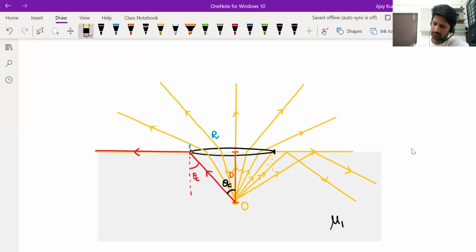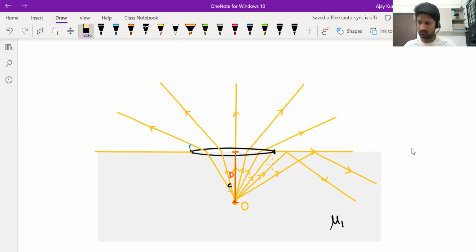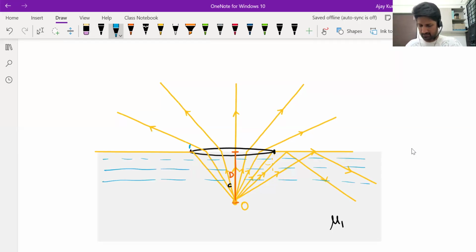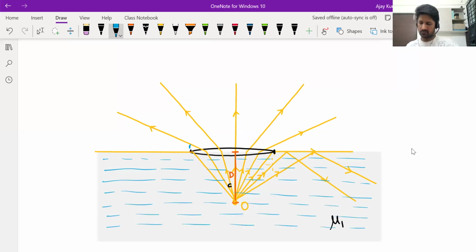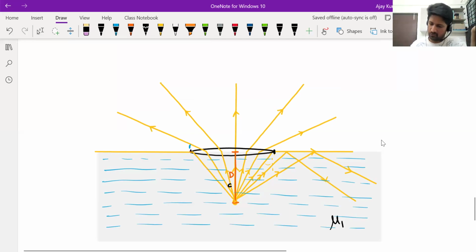Now you visualize things in reverse. Suppose this is a water tank, or an aquarium tank. So all this is water. Outside is air. Water is denser than air. Now imagine, if a point object O is present here, light from this object will enter into air through that circle. The other light will get reflected back into the water.